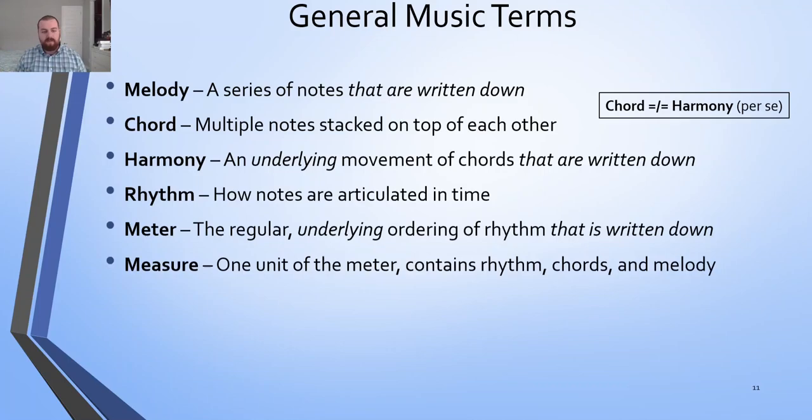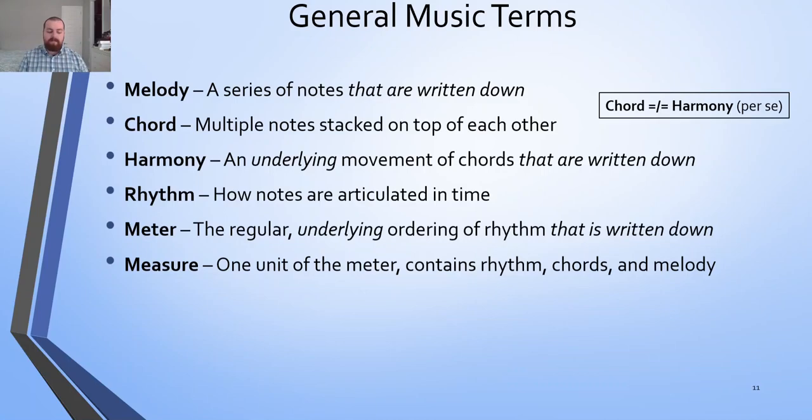So a measure is one unit of the meter, but within that measure, it contains all the chords, rhythms, melody, whatever happens there. For instance, if we're thinking of things in groups of four, which is the most common way to think of a measure, four pulses, one, two, three, four, that is a measure. And what happens in that measure is all the musical material. It's just a way of organizing time into manageable chunks.